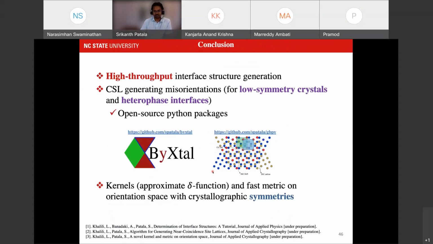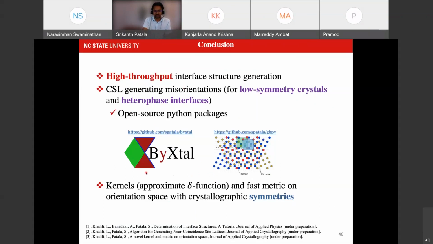All right, I just want to conclude quickly so that we have time for questions. I wanted to introduce this software package that we're putting together, a set of tools for grain boundary simulations. I briefly talked about high throughput interface structure generation using Monte Carlo molecular dynamics technique.